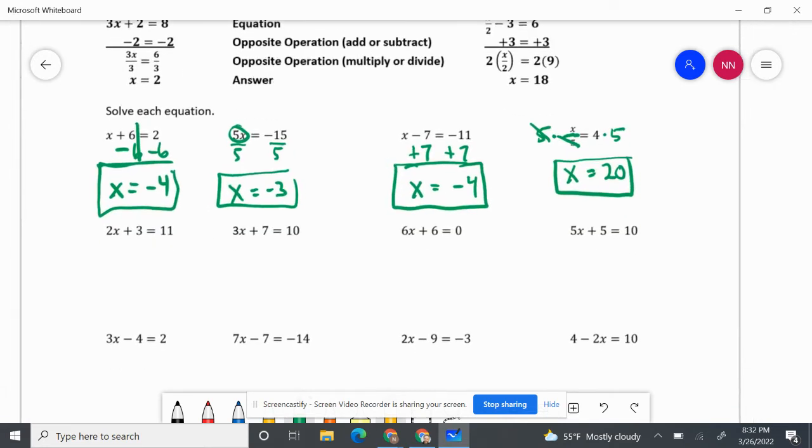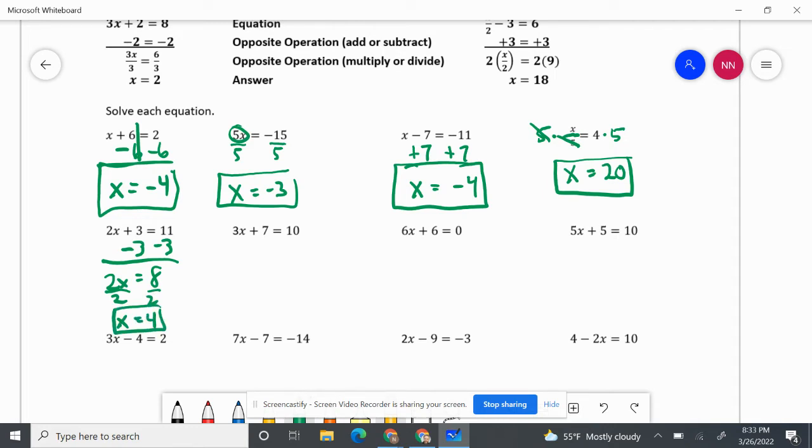With the two-step equations, we're first going to do the adding and subtracting step. So we subtract 3, and we get 2x is equal to 11 minus 3, which gives us 8. We divide it by 2. X is equal to 4.